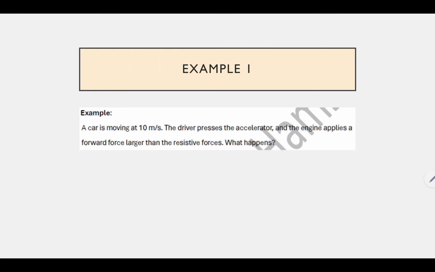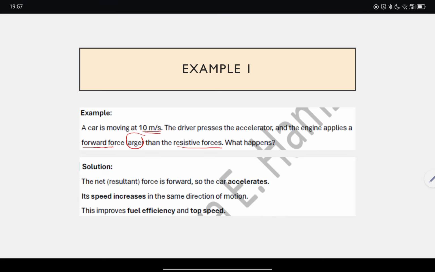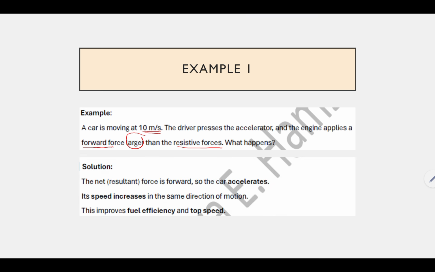Here's an example. A car is moving at 10 meters per second. The driver presses the accelerator and the engine applies a forward force larger than the resistive force. So my forward force is larger than the resistive force. And it was already moving at 10 meters per second. What's going to happen? Since the forward force is larger, then it will keep moving forward. So the car is accelerating, meaning the speed is increasing in the same direction.